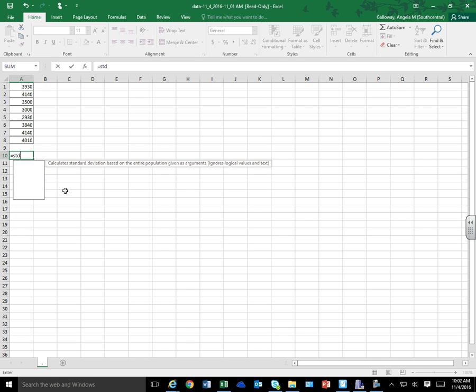So if I do STDEV, okay, that is the standard deviation. You also see this one, it says STDEV.S. It says it estimates standard deviation based on a sample. Actually, the STDEV is good enough, but you could use this if you want. So STDEV.S, and then highlight all these numbers, put a parenthesis around it, and push enter. And there's our sample standard deviation, okay?